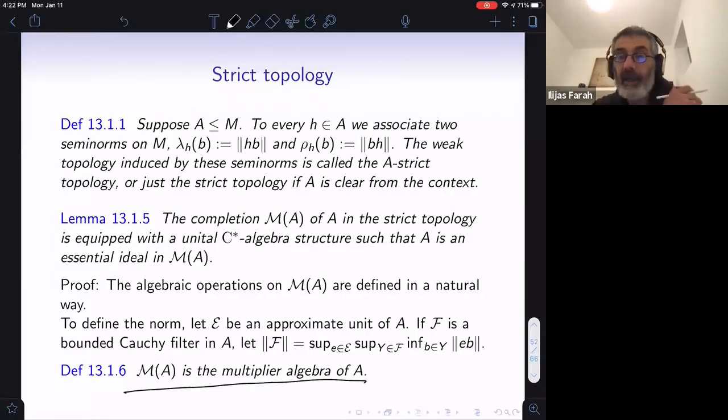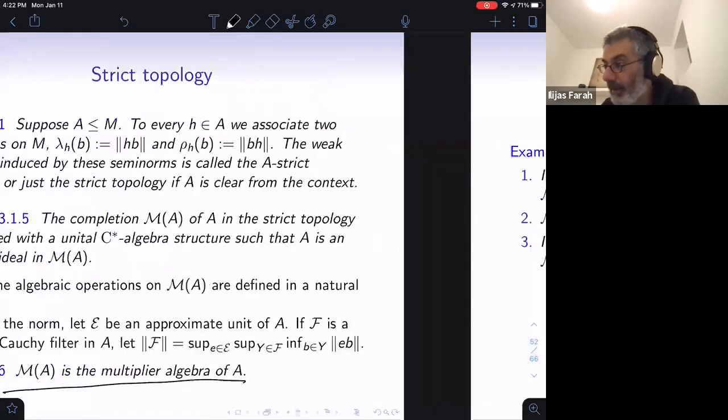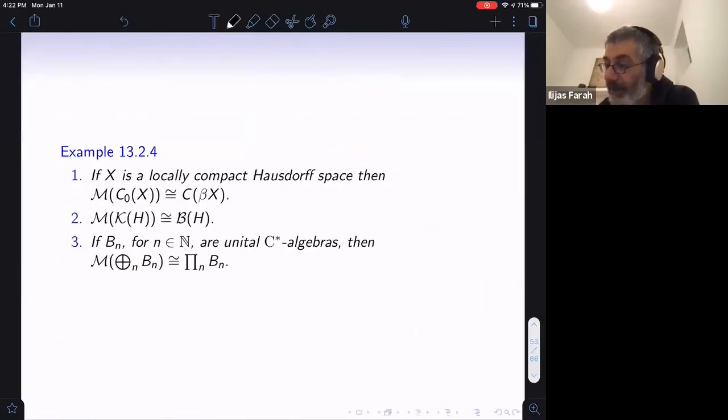M of A is this multiplier algebra of A. As you can see, I skipped some details here, but it is a good exercise. Instead of going over details, let's take a look at the examples. Here are three examples. If X is a locally compact Hausdorff space, then the multiplier algebra of C0(X) is the continuous functions on beta X. That's a nice exercise. The multiplier algebra of the compact operators is exactly B of H. This is also a very instructive exercise. Every element of B of H defines a Cauchy filter on the compacts, and there is nothing else basically. If two elements define the same Cauchy filter, they are the same operator.